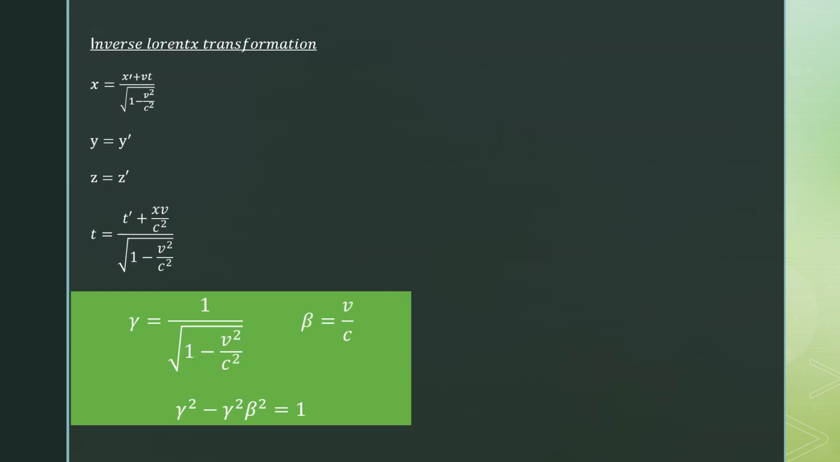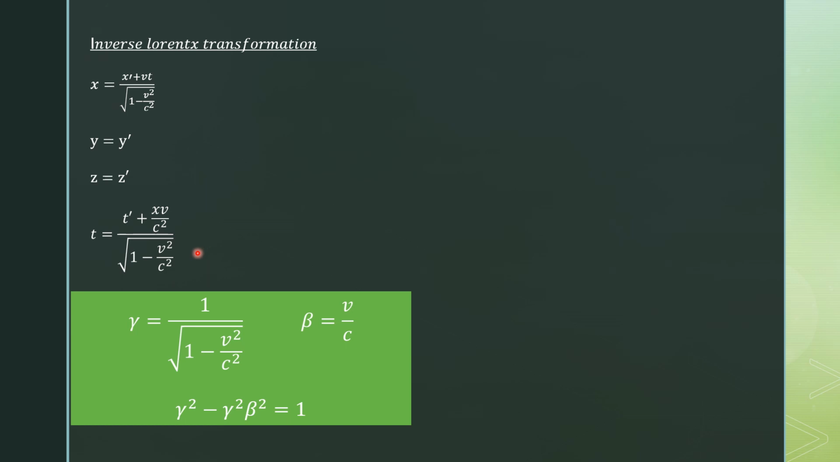And here is our inverse Lorentz transformation. Here x equals x' plus vt' whole divided by root over of 1 minus v square by c square, y equals y', and z equals z'. And here time t is equal to t' plus x'v by c square, whole divided by root over of 1 minus v square by c square.